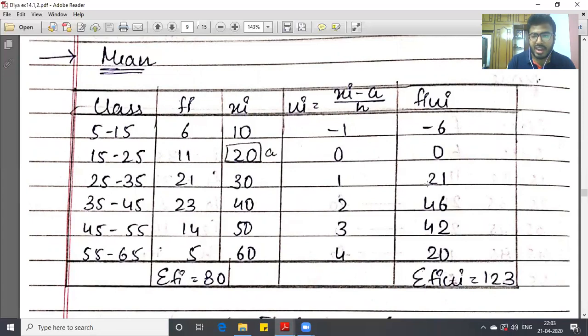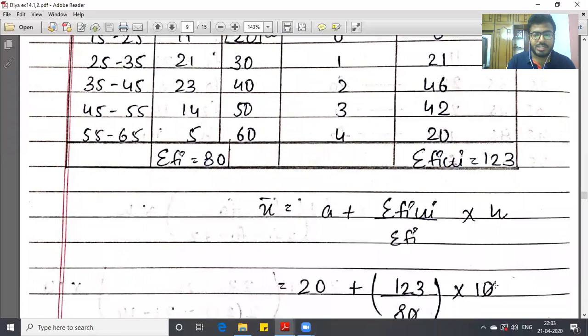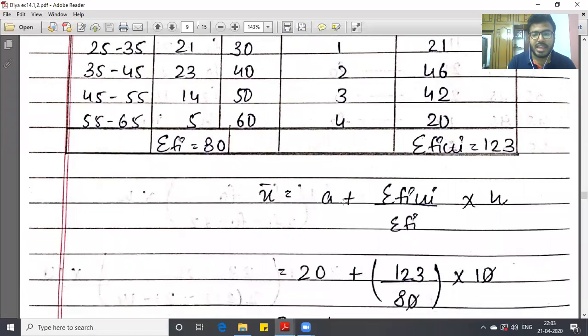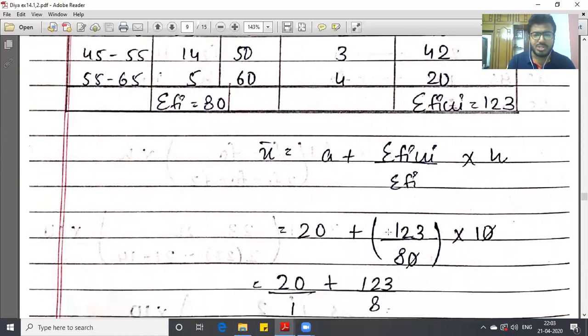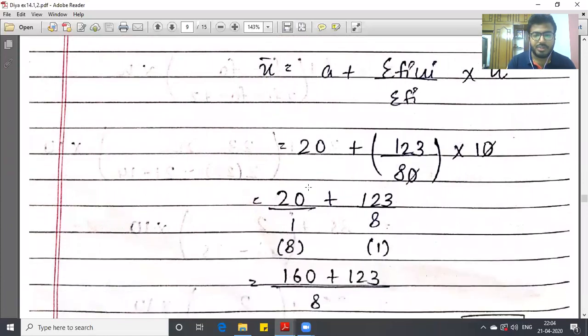Then add all the positives first and then -6. You get sigma fiui as 123. So the formula for x bar is A plus sigma fiui upon sigma fi into h. The A value we have taken is 20, sigma fiui is 123, sigma fi total is 80, and the h value is 10. So the zeros cancel. So 123 upon 8, and 20 upon 1.